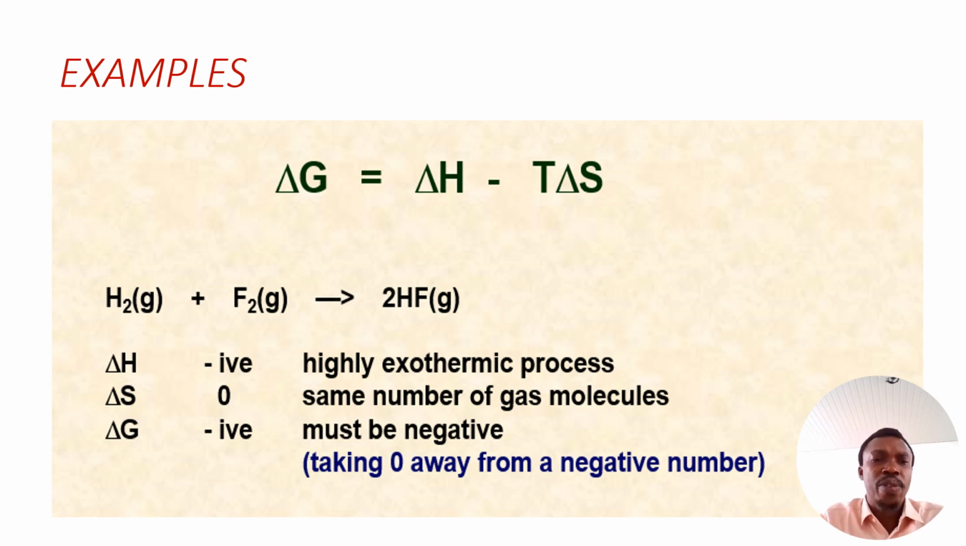So this is a typical example: the reaction of hydrogen with fluorine to give you hydrogen fluoride. If you look at the reaction, the enthalpy change of the reaction is negative because this is a highly exothermic process. Then if you look at the entropy, we have an equal number of moles on the reactant and the product. So the entropy change is 0, the same number of gas molecules. So automatically delta G, which is the free energy, becomes what? Negative. Delta G must be negative because you are taking 0 away from a negative number. So the reaction is likely to occur.